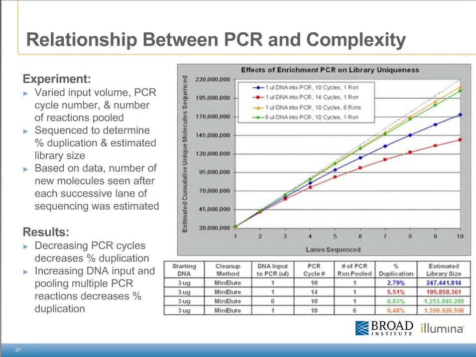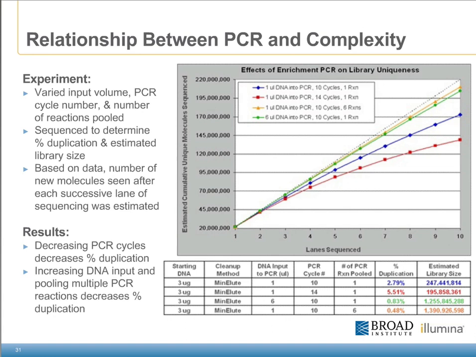So then we said, what if we just reduce our PCR cycle number? Maybe we're just making too many copies of everything. So that's what this blue line is here. You can see that that did help. Just reducing the cycles from 14 to 10 did reduce the duplication. But again, you're still plateauing out because there's only so many unique fragments that are in there.